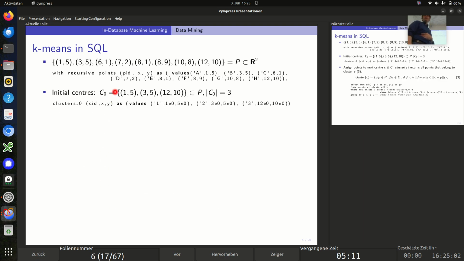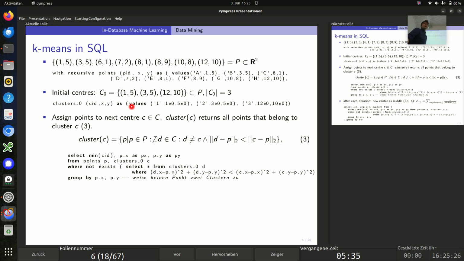So first we can model our points in SQL just using a CTE. So here we have our points, and then we have all the values. Quite easy. Then in the next step, we have our initial centers, and this again we can model with a CTE.